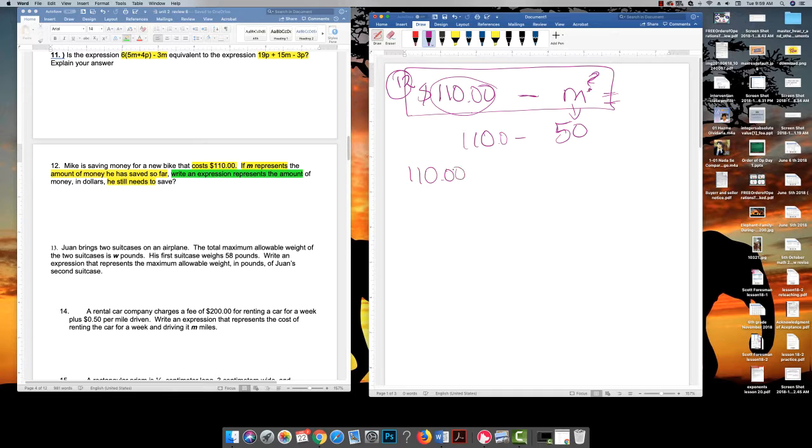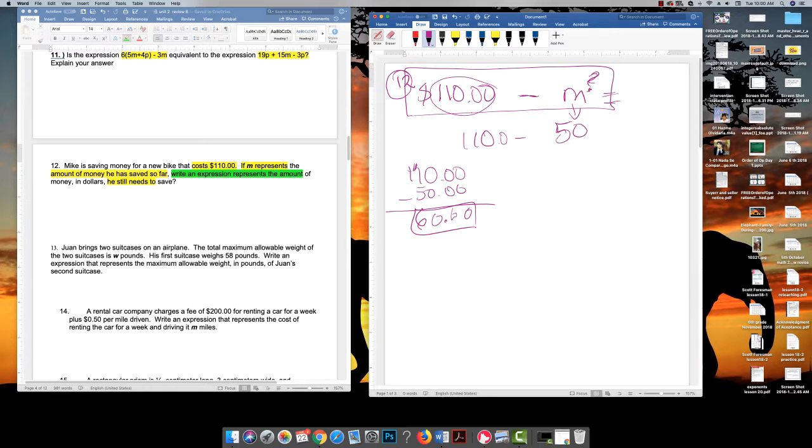So let's do it. $110 minus $50. 0, 0, 0, 11, 11 minus 5. Try to do that in your head, or you can do it counting fingers. 5 to get to 11: 5, 6, 7, 8, 9, 10, 11 is 60. So this is how much money you're going to need to buy your video game system.